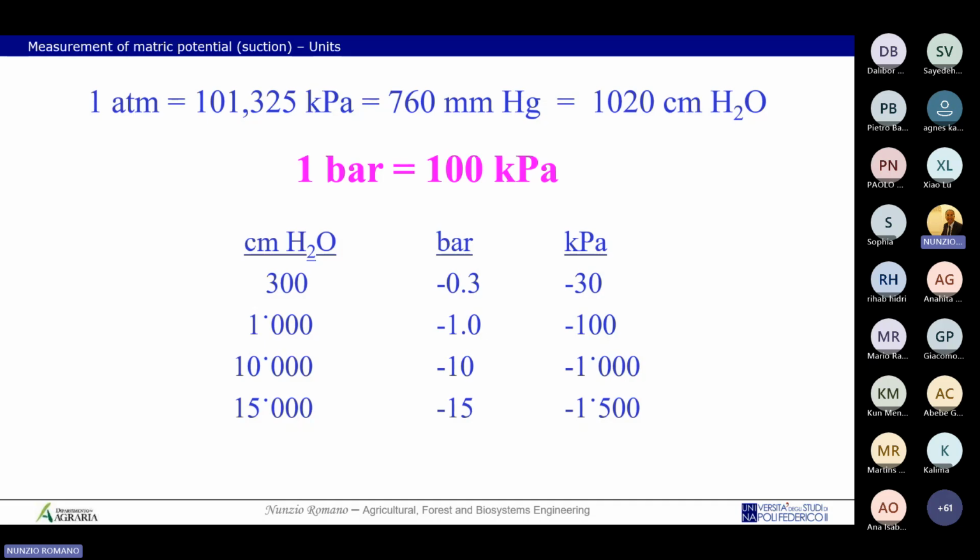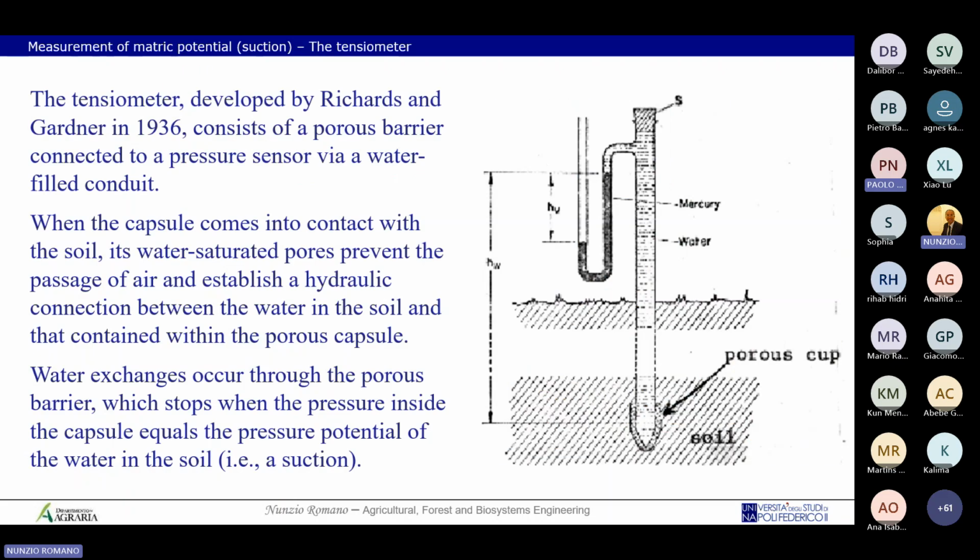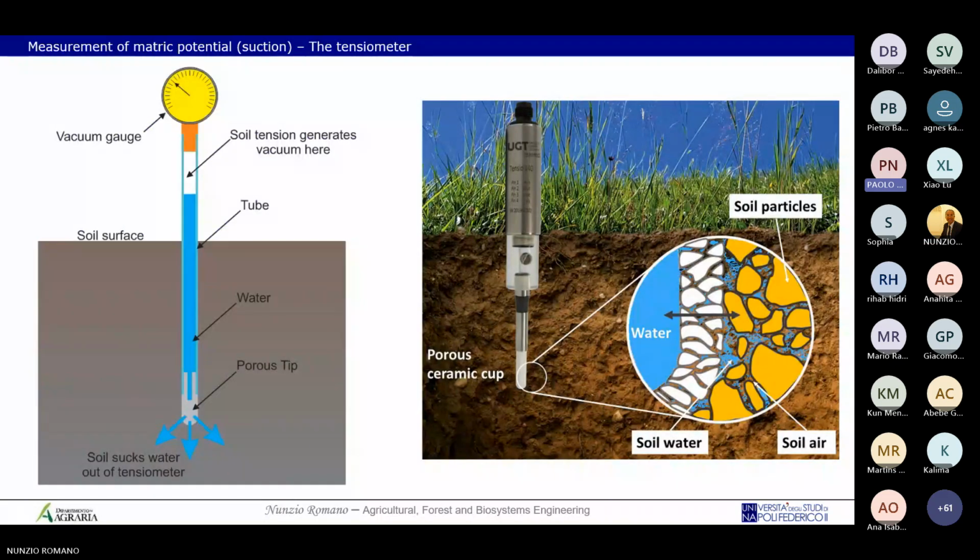Okay, anyhow, let's get back to any other comments. I hope none on field capacity. Okay. There is a question from Pietro. Going back to the ceramic cup, could you please repeat why air does not exchange, but water does?